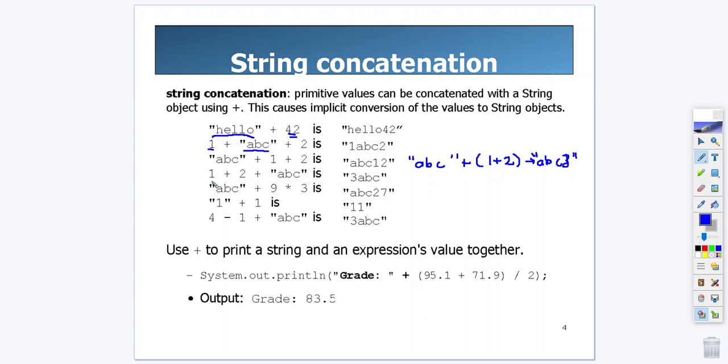Alright, so what about here? Going from left to right, 1 plus 2 is 3, and 3 gets joined with ABC to be 3ABC.